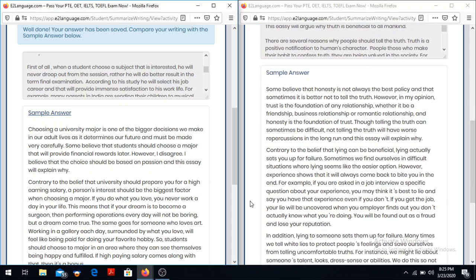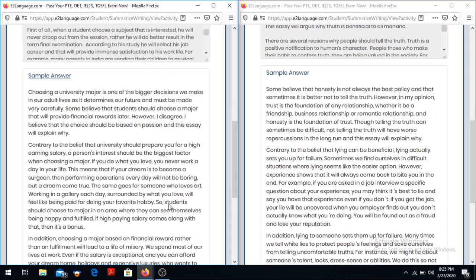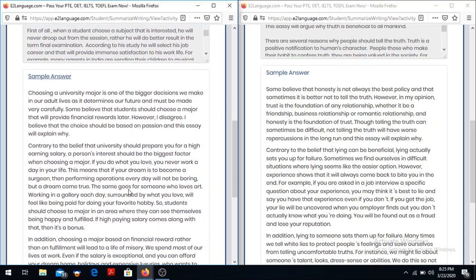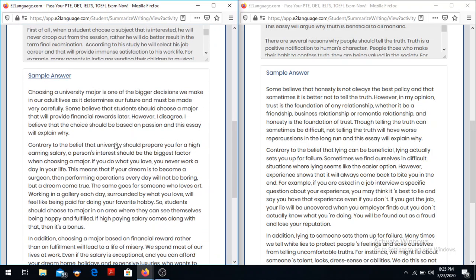So now let's move to body paragraph 1 on the left side. Contrary to the belief that university should prepare you for a high earning salary, a person's interest should be the bigger factor when choosing a major. If you do what you love, you never work a day in your life.